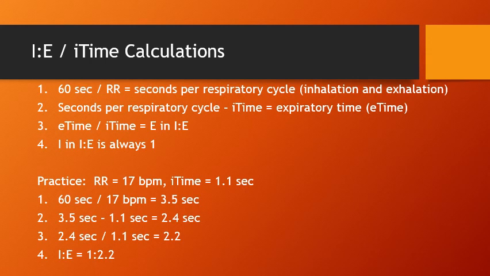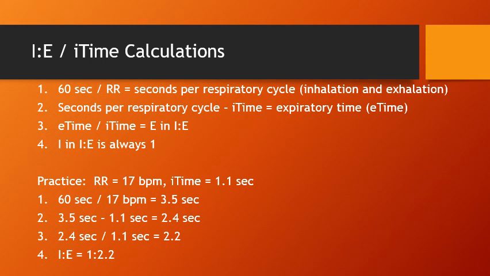Now, if we divide the E time by the I time, that's going to give us that E value in our I/E ratio. So E time divided by I time is what creates our ratio. It gives us that E. Now the I in I/E is always 1. It's 1 to 2, 1 to 3, 1 to 4, 1 to 6. The I is always 1. And then we know our E from step 3. So now we just plug that in, and we have 1 to whatever our E was.